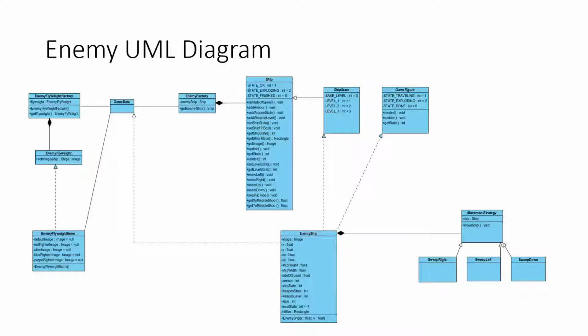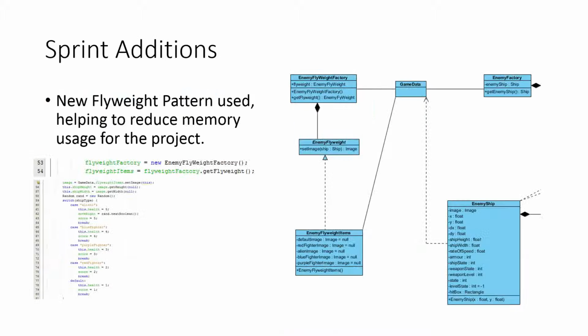In this sprint, I've been able to update the enemy UML to reflect a new flyweight pattern that we've been using for holding the character images for the different ships that are going to be used in the game. You can see how the game data stores the flyweight items, and the flyweight items are referenced out of the game data. That way each ship doesn't have to have their own instance of the images.